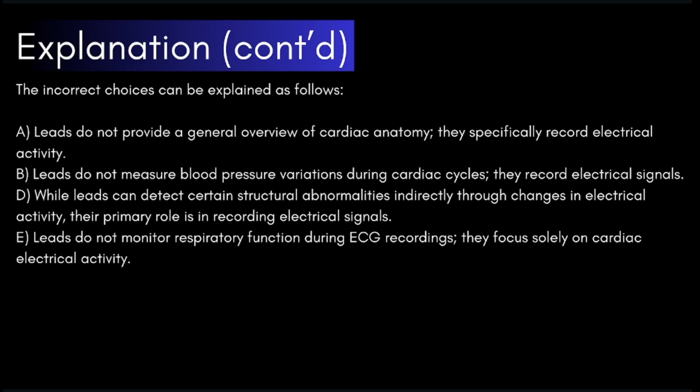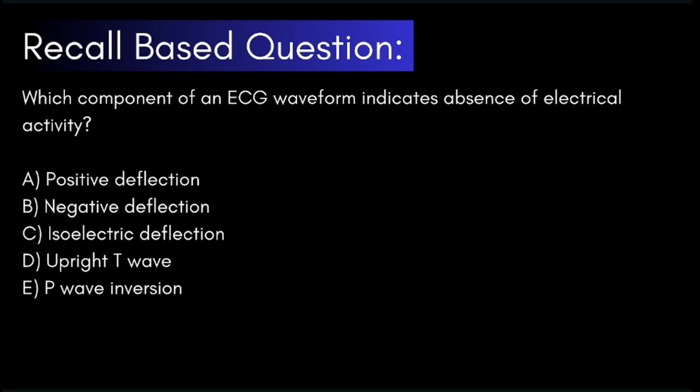Leads do not monitor respiratory function during ECG recordings. They focus solely on cardiac electrical activity. So, main takeaway: leads, cardiac electrical activity. They don't focus on anatomy. They don't focus on respiratory function. They don't measure blood pressure. So just keep that in mind. Moving on to the next question. Which component of an ECG waveform indicates absence of electrical activity?